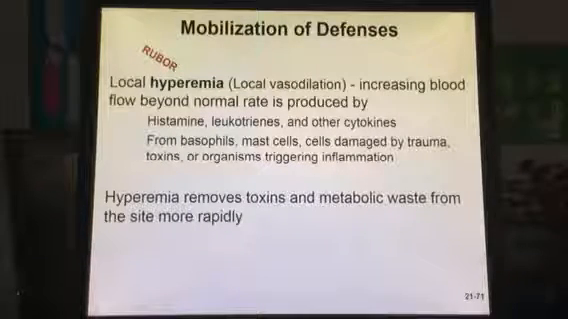So let's look at more about inflammation. So we would expect at the site of this pathogen that increased blood flow is going to occur, and that's called hyperemia. It can be produced by histamine, other proteins, from basophils, mast cells, and hyperemia, or that increased blood flow, helps remove the toxins and waste, and so then the site can start to repair more rapidly if all of the toxins have been removed.